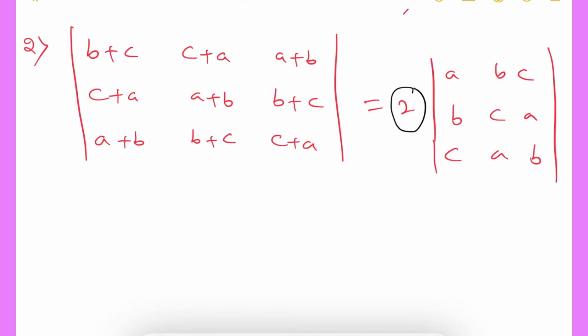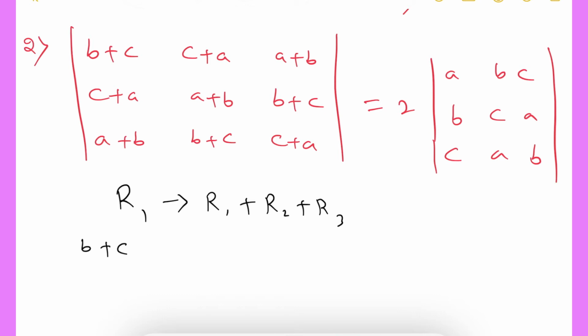Here in the RHS we have the number 2, but in the LHS I don't have any number 2 at all. So first, to get the number 2, I will change row 1. Row 1 I will write as row 1 plus row 2 plus row 3. Then row 1, that is R1, b plus c, plus R2 c plus a, plus R3 a plus b. The same with the second element, c plus a plus a plus b plus b plus c. I will write a little smaller, it's not sufficient.